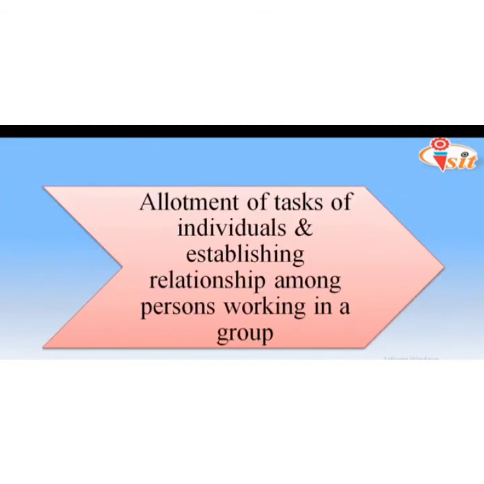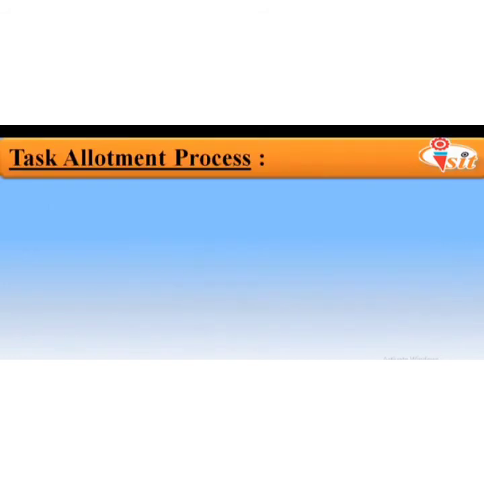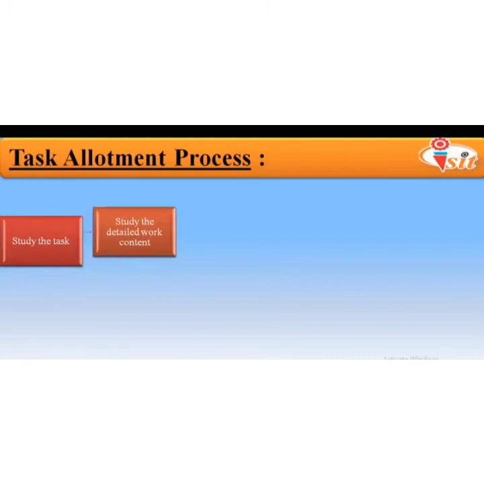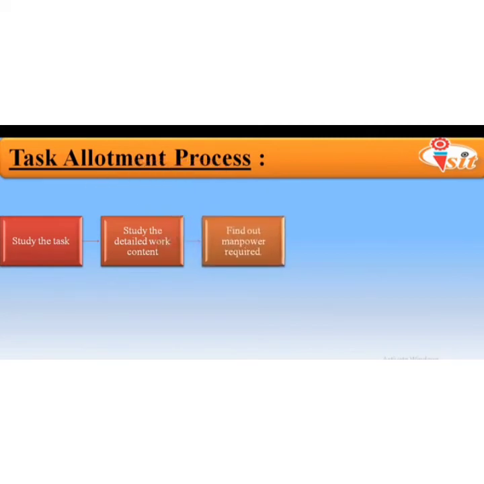The last point of this chapter is the allotment of tasks to individuals and establishing relationships among persons working in a group. First we will see how to allot the task. In the task allotment process, first it is necessary to study what task is to be carried out. After understanding this task, the supervisor has to study the detailed work content, and after studying each and every detail of the concerned work, he will calculate the manpower that is required for completing that task.